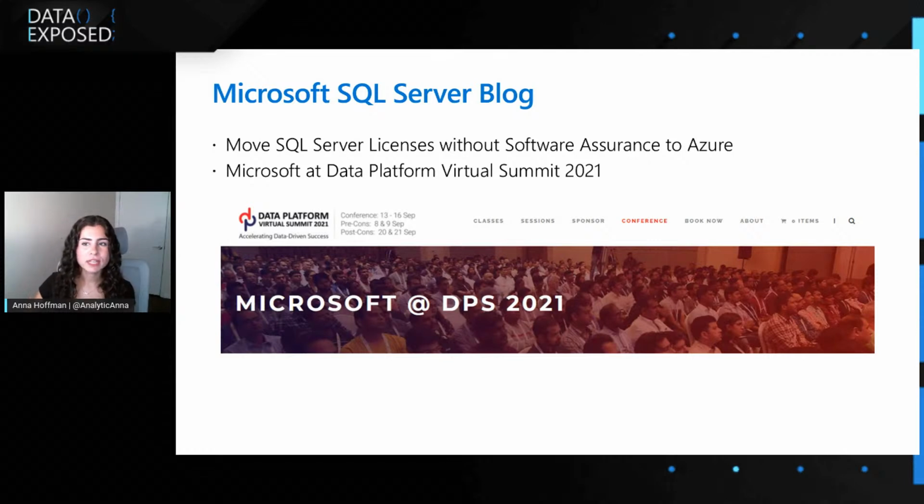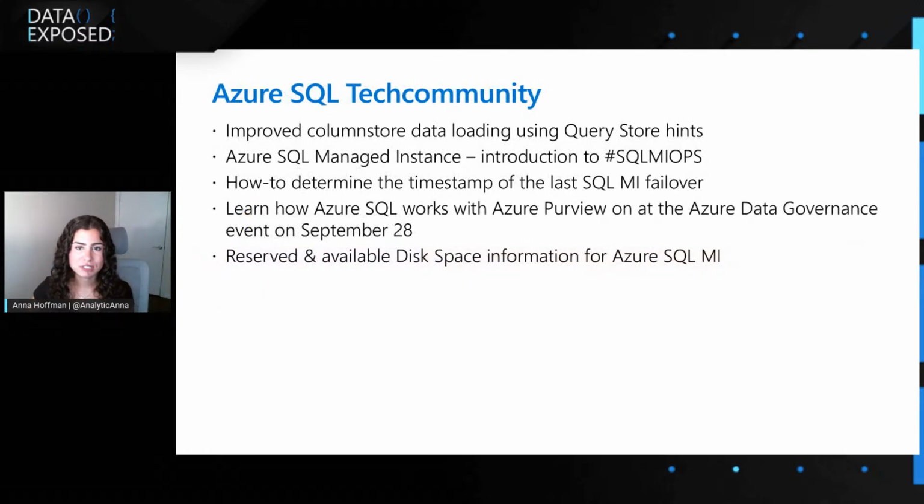All right, so let's move right along and talk about the Azure SQL Tech Community blog. You always see a lot of cool stuff coming through on this one, and this month is no exception. The first one I wanted to mention is improved columnstore data loading using Query Store hints. This is an example of how you can mitigate some issues related to memory grants when you're trying to load a bunch of data into Azure SQL Database. I found this example so exciting that we recorded a Data Exposed episode on it right after the blog came out. That Data Exposed episode will be coming live in the coming weeks, so you want to check out that episode when it airs with Denzel.